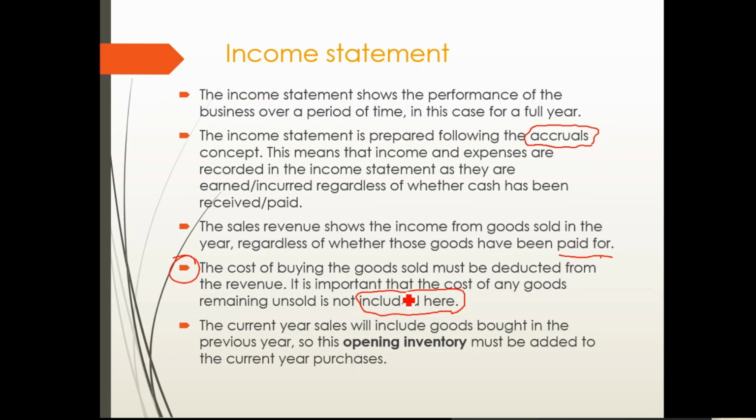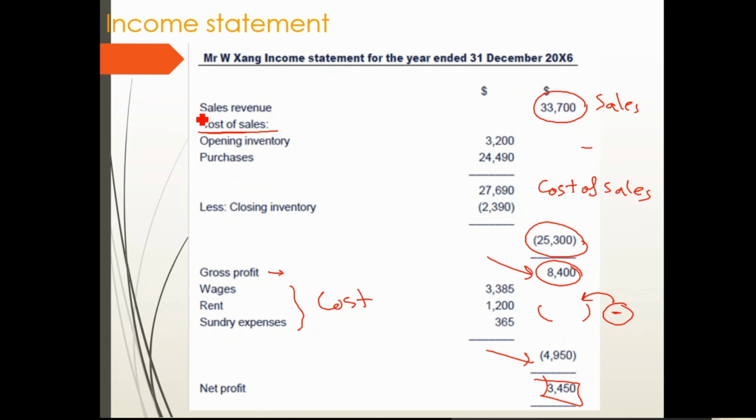The current year sales will include goods bought in the previous year. So as the opening inventory, here it goes into the details of the cost of sales. We will have the opening inventory and closing inventory, but normally we will just give a specific number, which is the cost of goods sold. So as I mentioned, for the income statement, you will just put the revenue, deduct from it the cost of goods sold, you will get the gross profit, you will deduct from it the other costs, you will get the net profit.